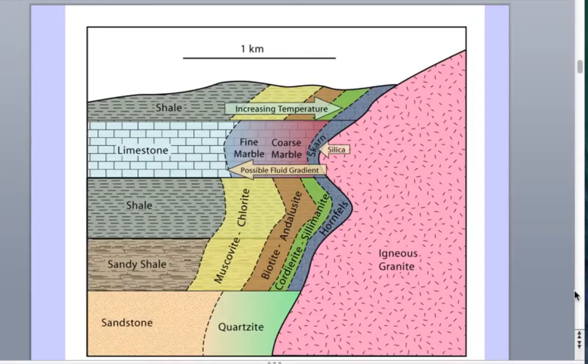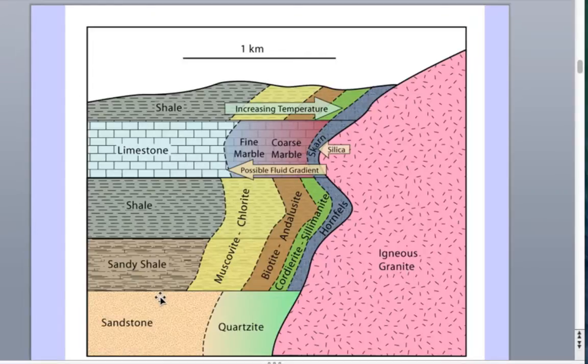Now, this is an image showing a contact metamorphic zone, or that contact metamorphic aureole, which eventually becomes a roof pendant. And so here we can see that there's an igneous intrusion, and this intrusion is going to affect different strata here with high temperatures and fluids coming off the igneous intrusion.